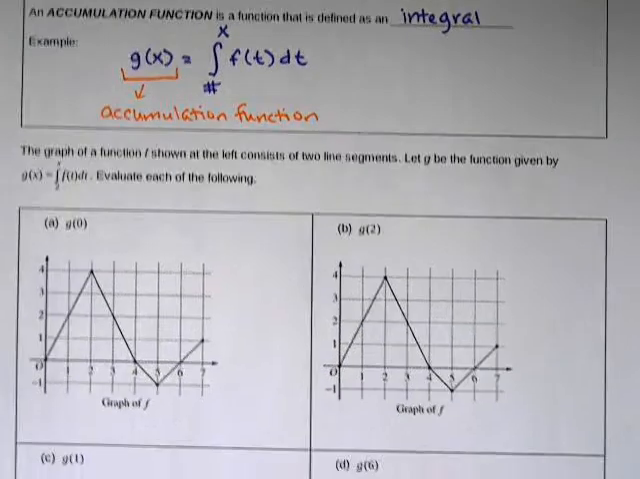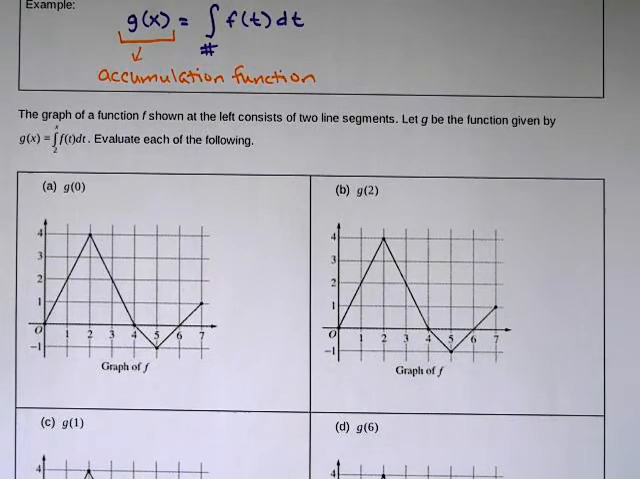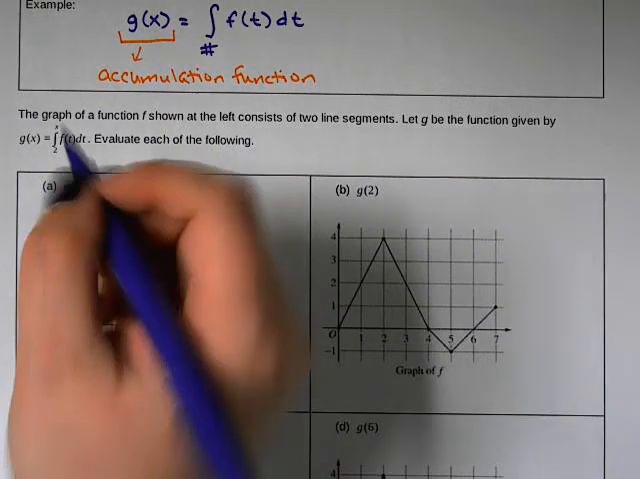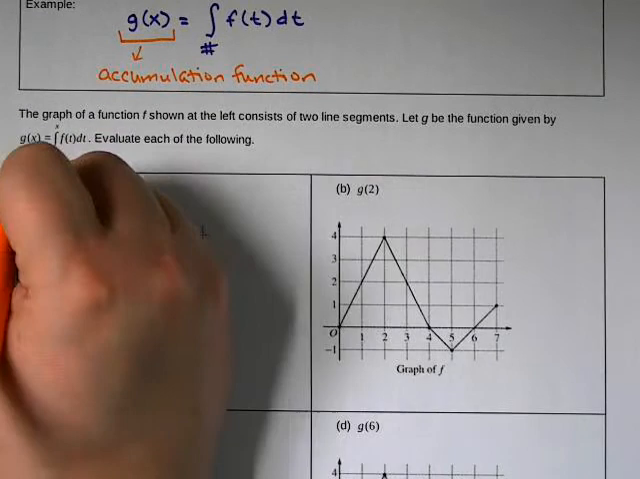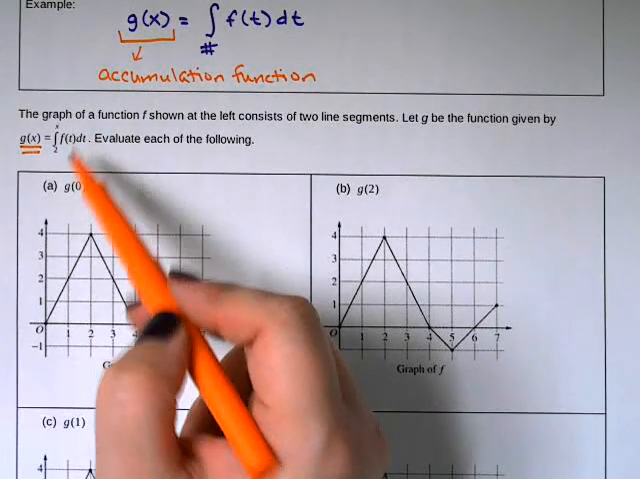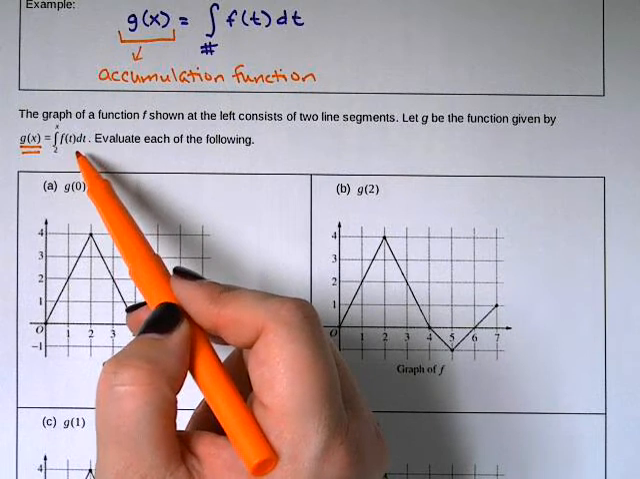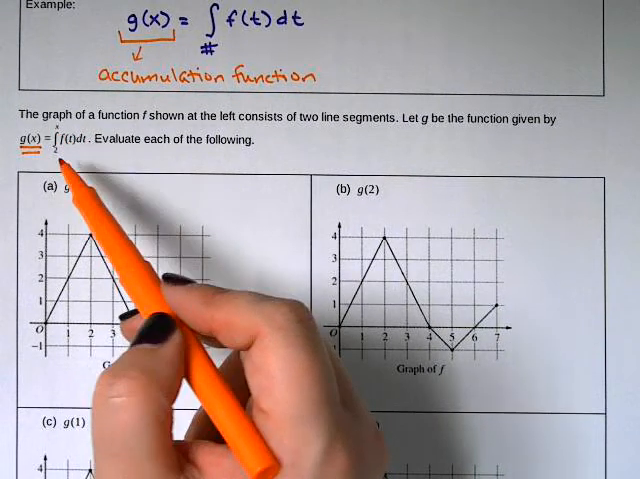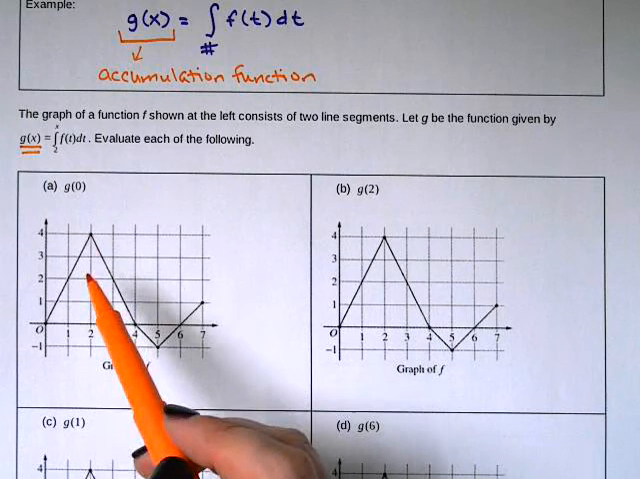these accumulation functions, excuse me. So the graph of a function f is shown and consists of two line segments. False, it consists of 4 line segments, but whatever. Let g be the function defined by g equals the integral from 2 to x of f of t dt. Well, you can see right here then that g is an accumulation function because it's the integral of f of t dt, and it's the integral from 2 to x. So we need to actually figure out what this means.